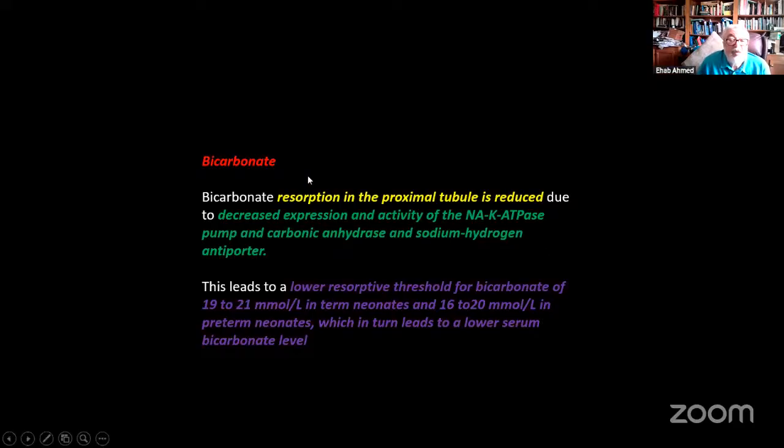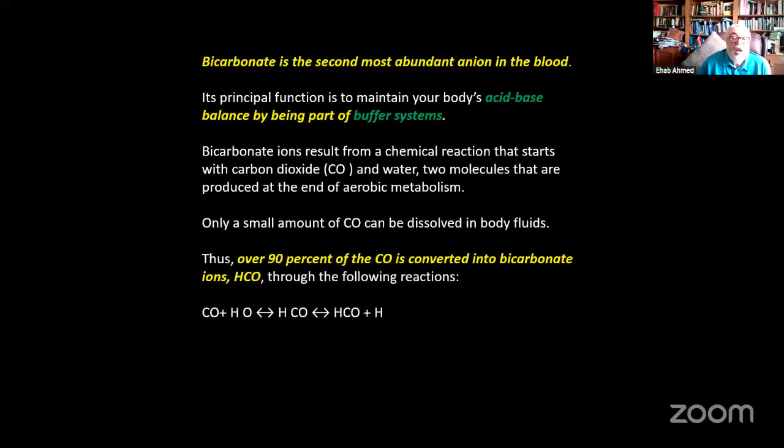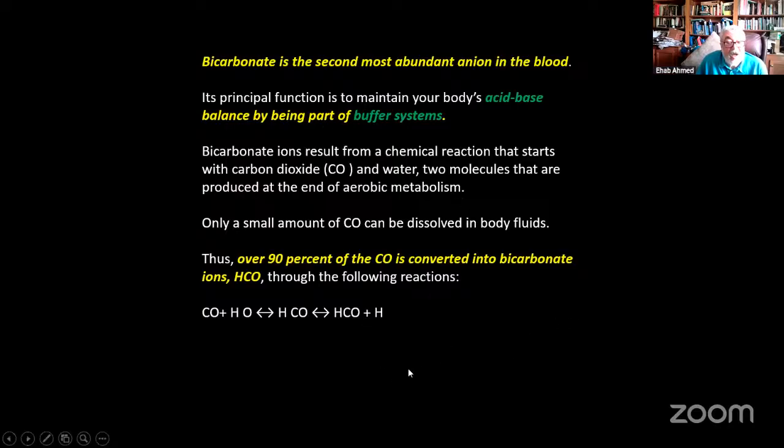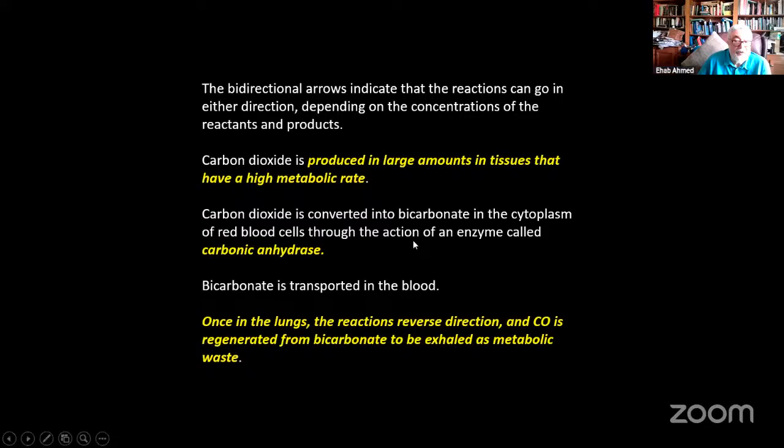Bicarbonate also is extremely important, and we talked about which part of the kidney will reabsorb the bicarbonate, and it is important in the acid-base balance regulation. And it is the second most abundant anion in the blood. And usually we know this equation, it comes from CO2. And this happens in the cells, and the lung will do the reverse.